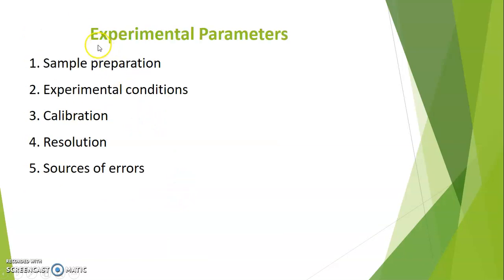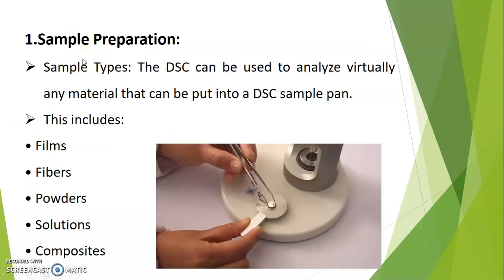Now, there are some experimental parameters which also affect the DSC curve, which include five points. First is sample preparation, second is experimental conditions, third is calibration, fourth is resolution, and fifth is sources of errors. Now let us see the details of these experimental parameters.